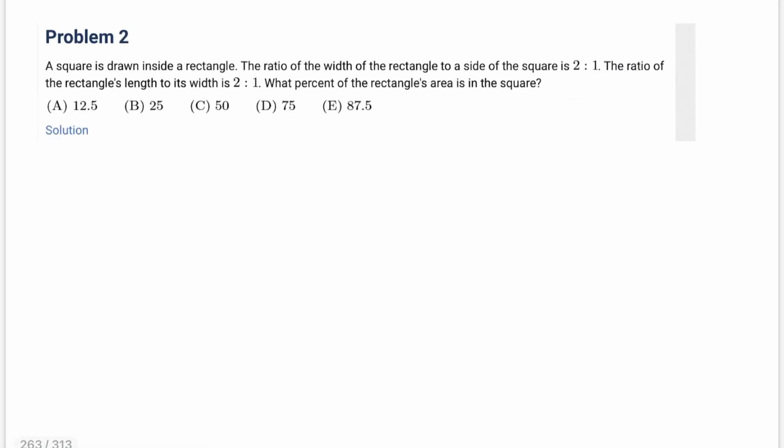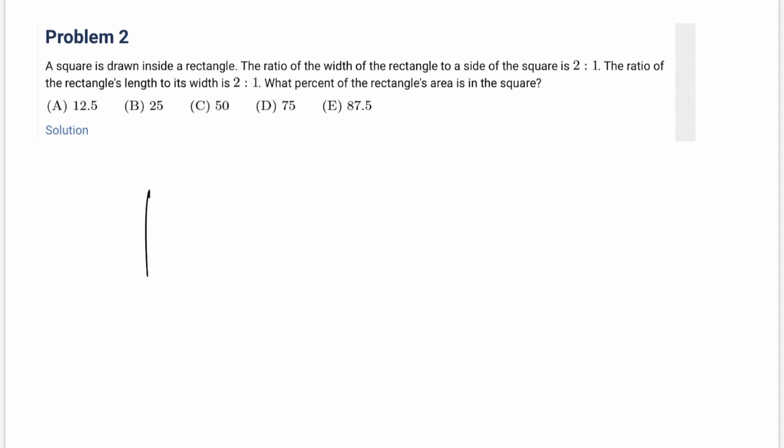Problem 2. A square is drawn inside a rectangle. The ratio of the width of the rectangle to a side of the square is 2 to 1. So there's a rectangle and there's a square, like this maybe.